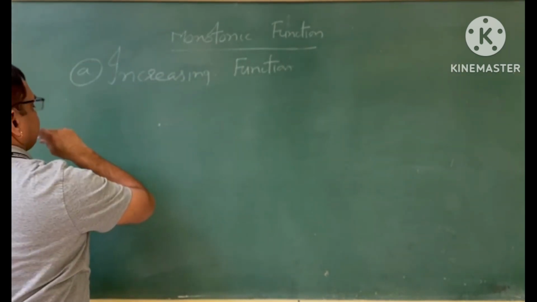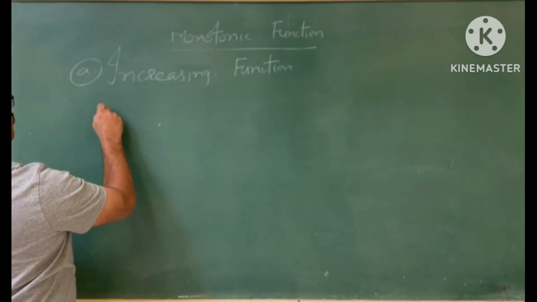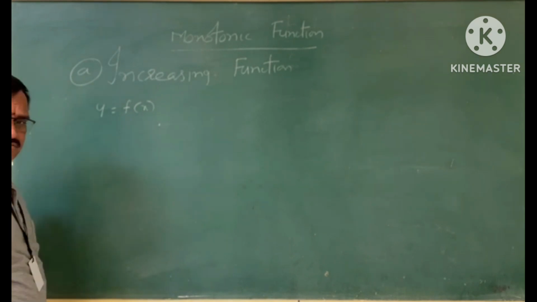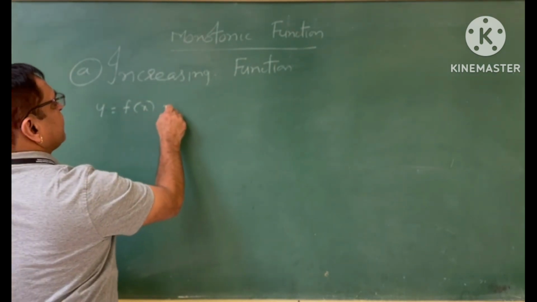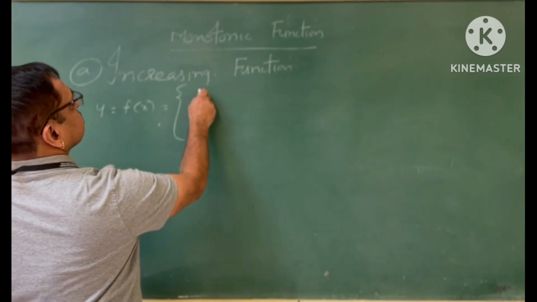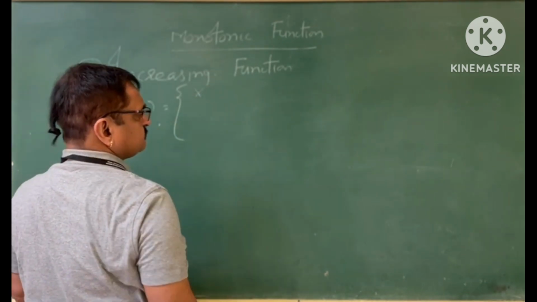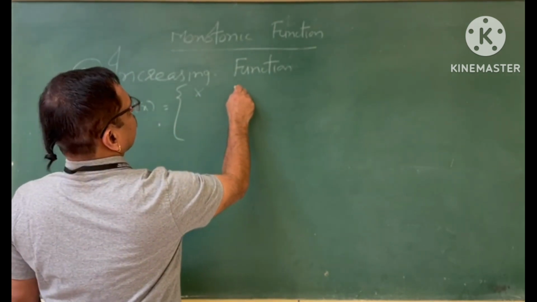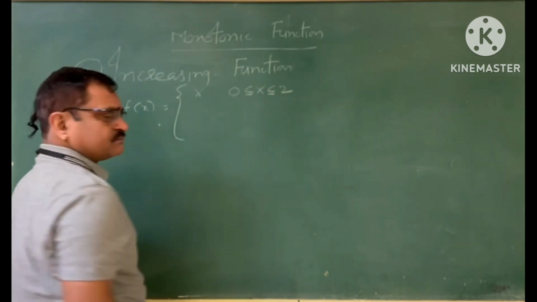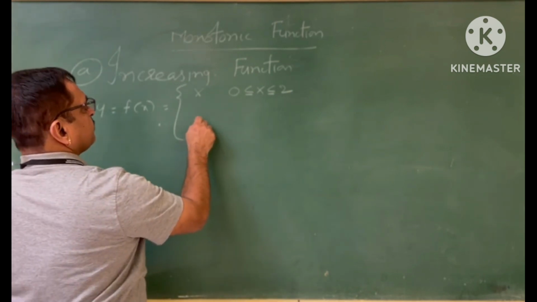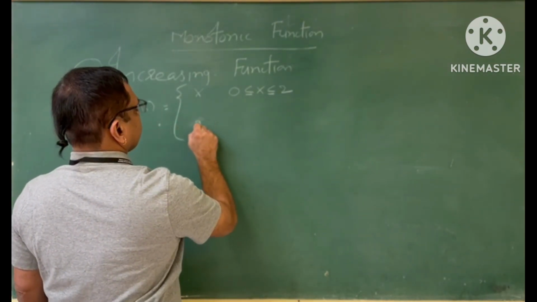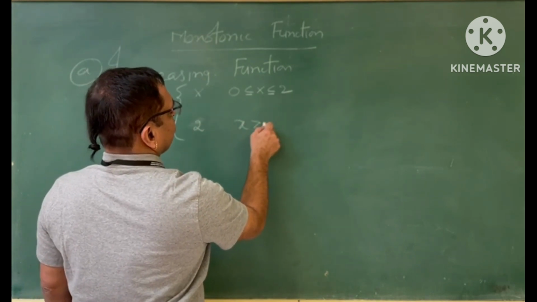Let us have another example. Y is equal to my function f of x. It is defined as, say for example, x, when x belongs to 0 less than or equal to x less than or equal to 2, and 2 when x is more than 2.